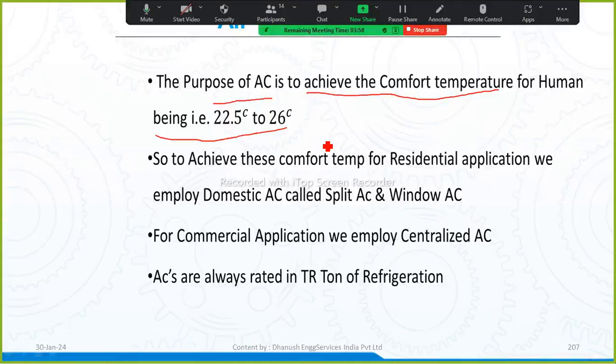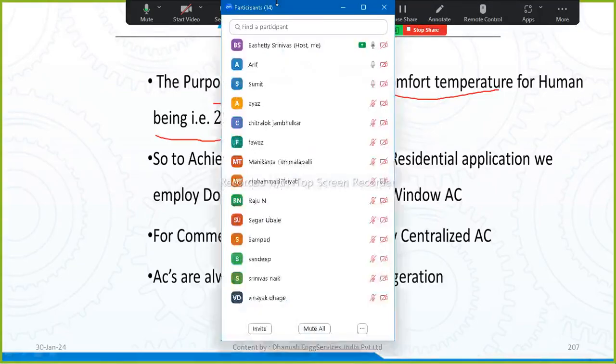So what is the definition of TR? It is defined as the amount of heat extracted by 1 ton of ice to melt completely from solid state to liquid state at 0 degrees, which is called 1 TR. TR stands for ton of refrigeration. Now we have two kinds of AC: domestic ACs as well as centralized air conditioning.